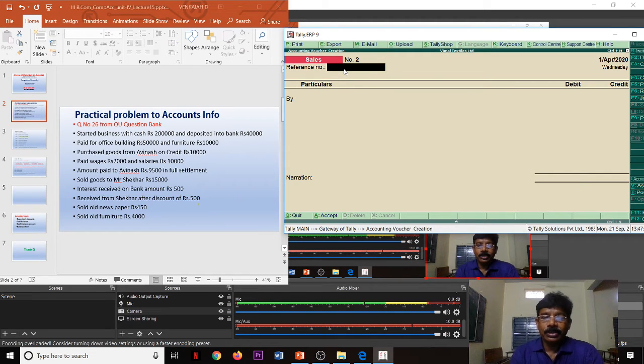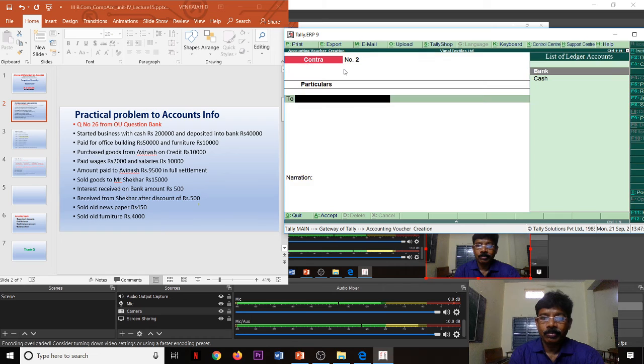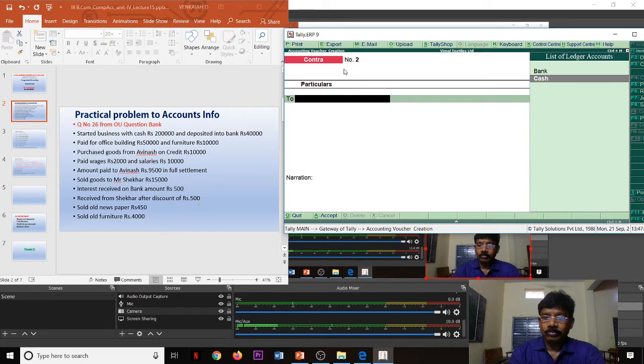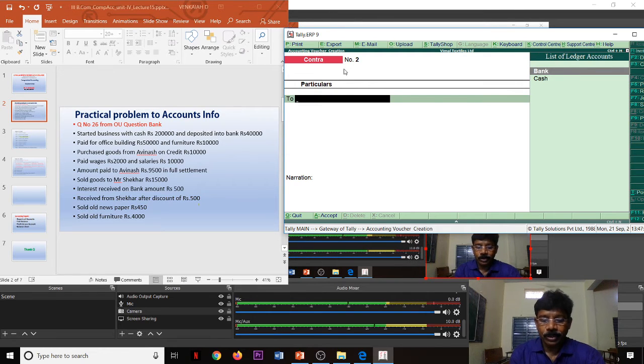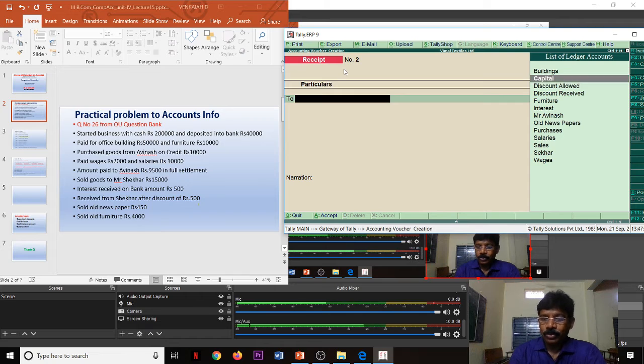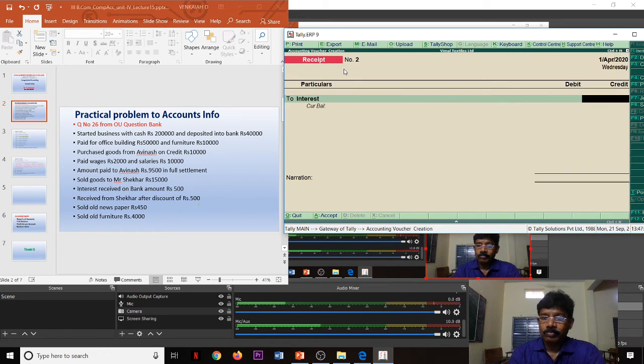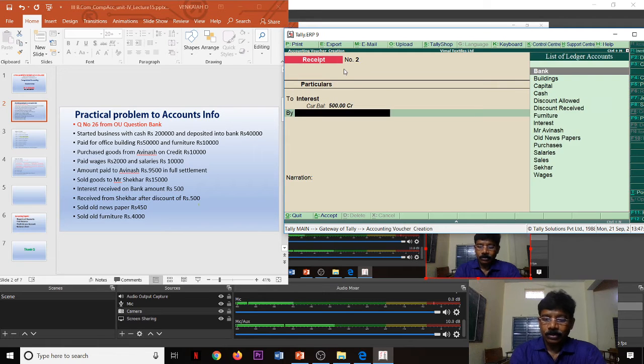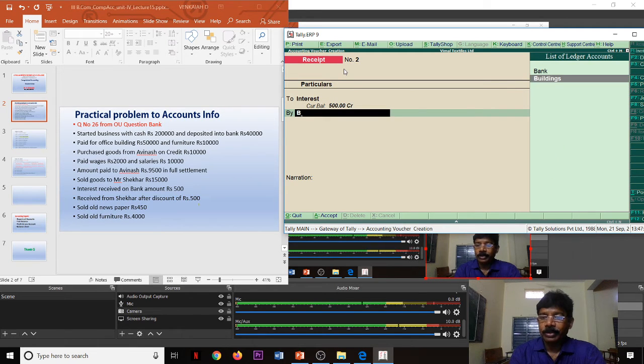Okay. Next, interest received on bank account. Contra entry F4. Bank account debit. Receipt voucher, F6. To interest. Amount is 500. It is credited in bank.